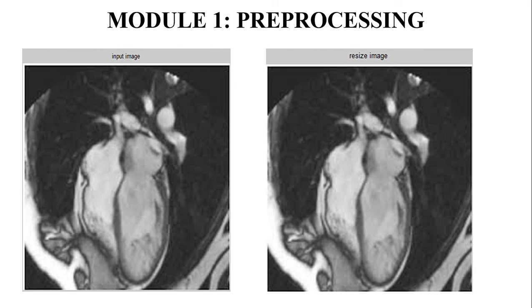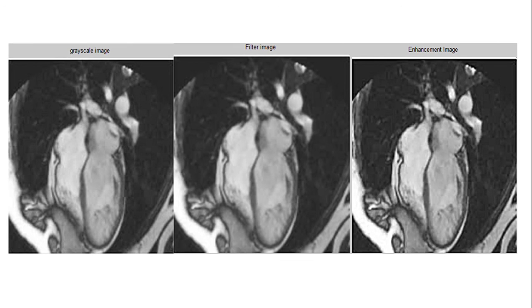This is the output of module 1, pre-processing, where the input image is given as a magnetic resonance image and it's resized to a proper size and converted to a grayscale image. After the grayscale, we are applying a median filter. So finally the enhanced image will be shown in module 1.